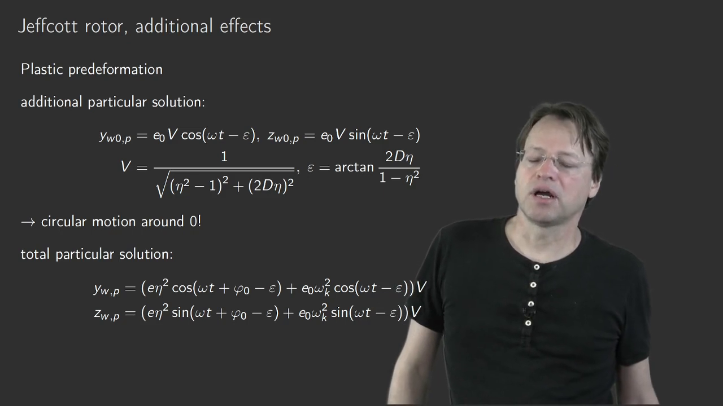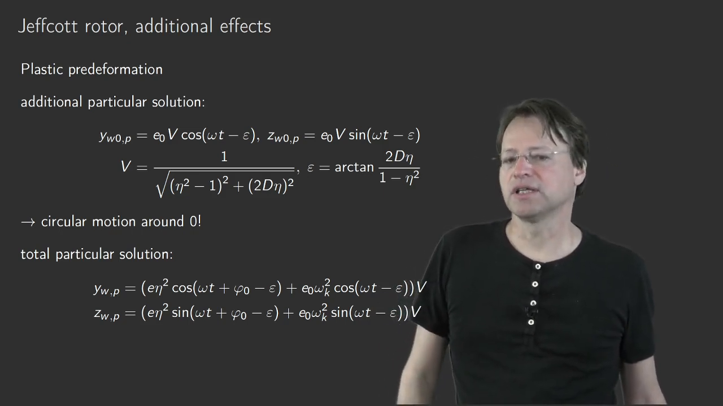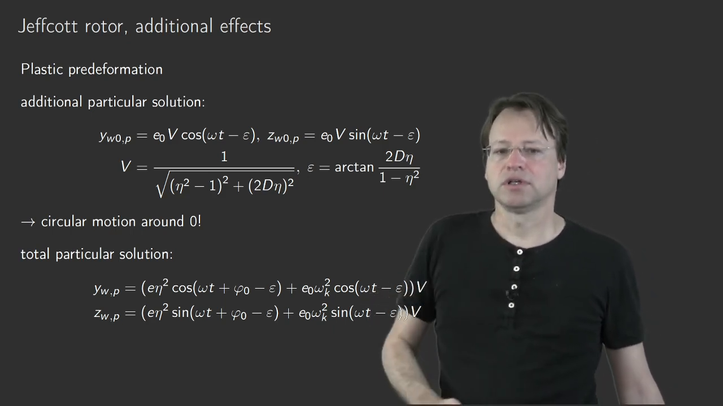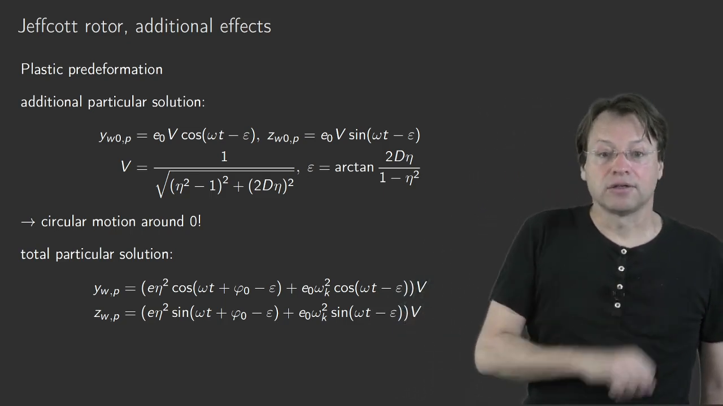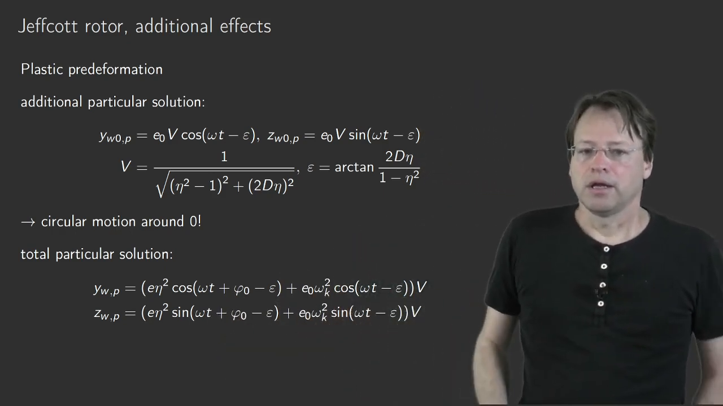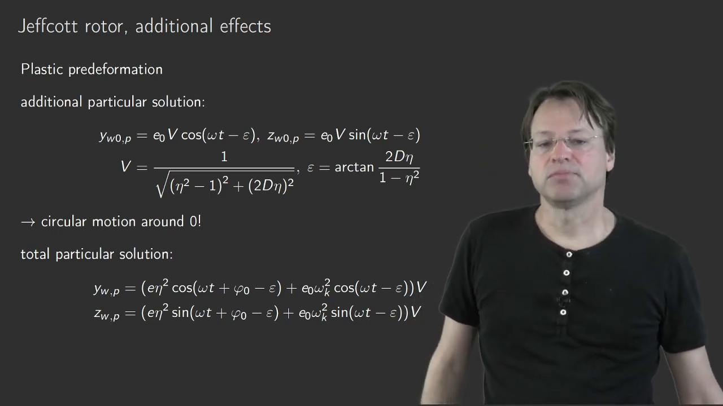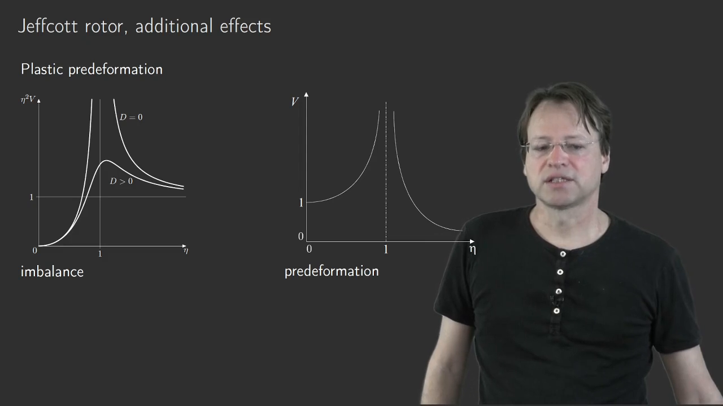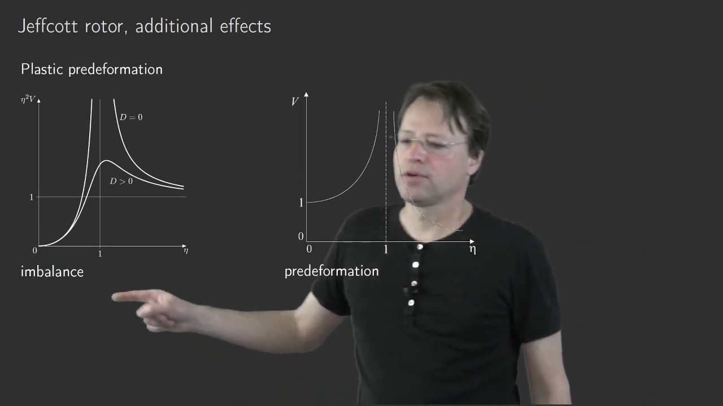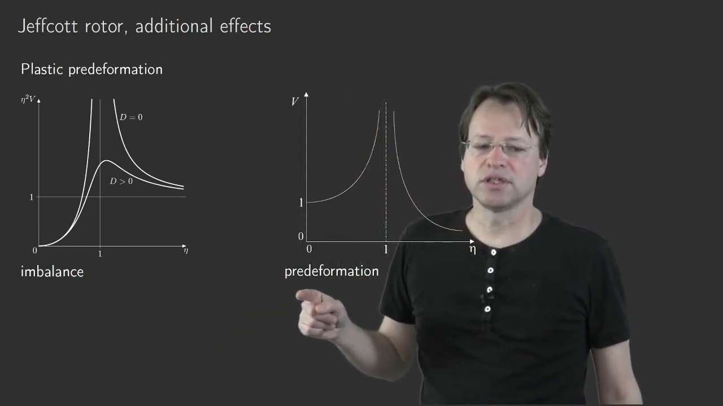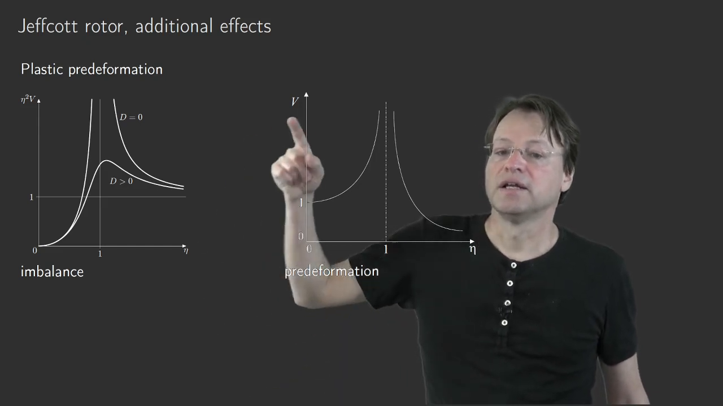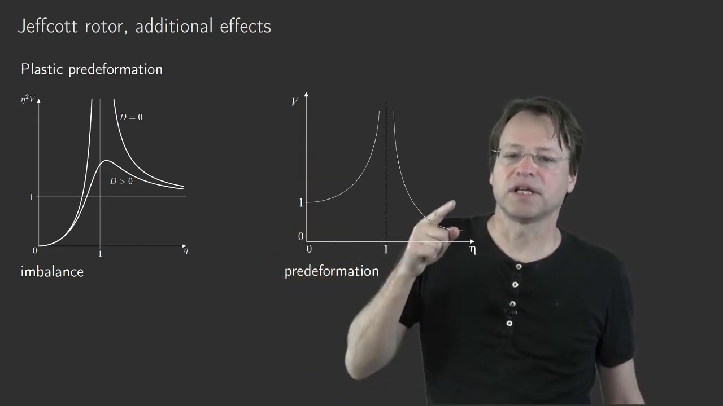What can we say now about the asymptotic solution here? The asymptotic in the sense of what happens if we have a low rotational speed or if we have a very high rotational speed. So if we are close to the static case or if you are considering a very high speed rotor here. That will be shown on the next figure. So here you have the superposition. First, we consider the case of imbalance, and then we consider the case of pre-deformation, and then we superpose these two solutions. So you see again here the magnification factor and its behavior with respect to eta.